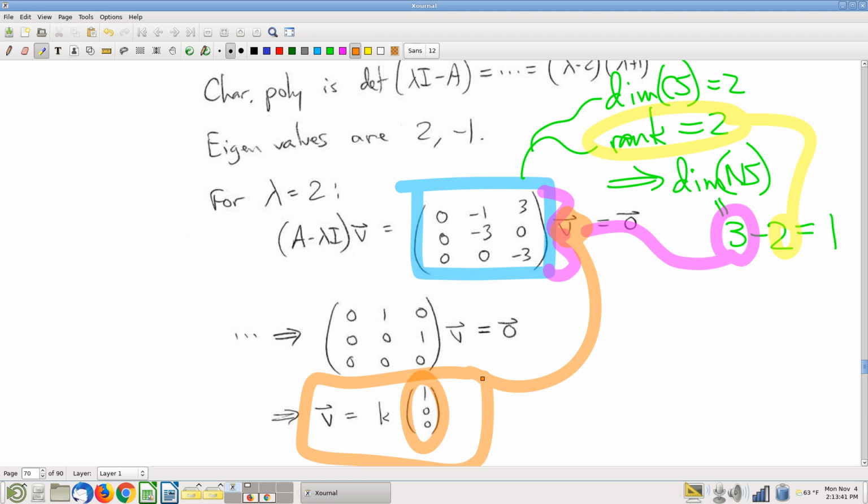Let me pause on that one. A little bit different from the examples we've done before. Is everybody on board? Happy?